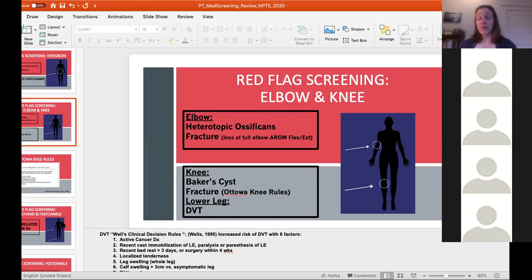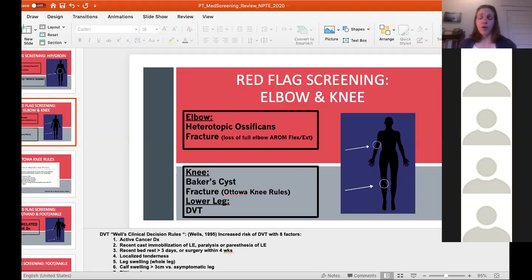So inability to flex completely or inability to extend completely at the elbow is commonly described as a way to kind of rule in, rule out fracture, or at least necessitate further imaging. If somebody had trauma and they can't flex or extend all the way, they definitely need to get imaging.